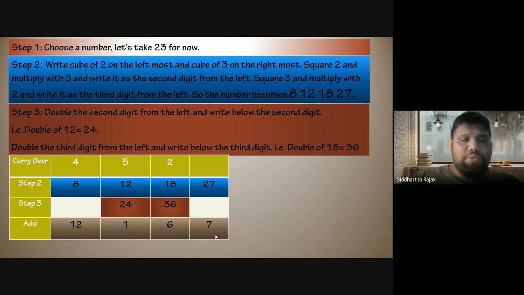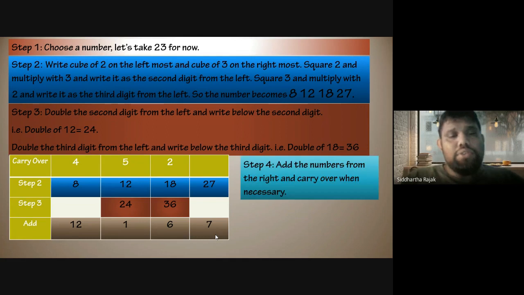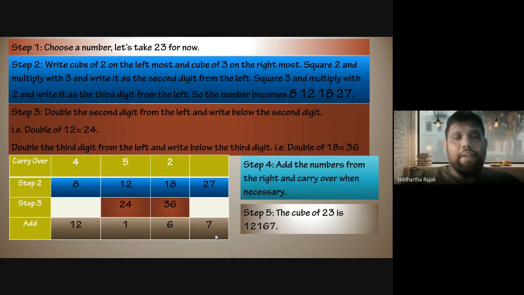So if you add 2, 18 and 36, it becomes 56, right? So you keep 6 and you carry 5 over. So now again you add 5, 12 and 24, right? If you add that, it will become 41. You keep 1, you carry 4 over, and 4 plus 8 will give you 12, and there's no further addition, so we can write down 12 as it is. So you can say that the cube of 23 is 12167. So this is how you can cube the numbers which do not have any link between their digits.